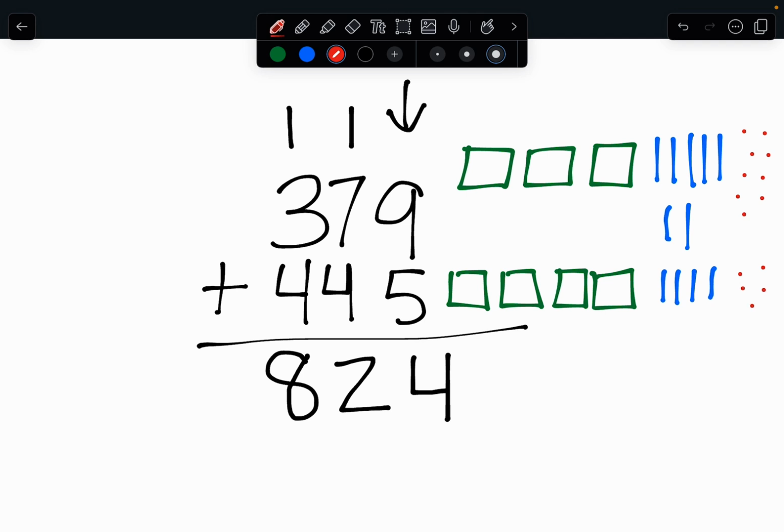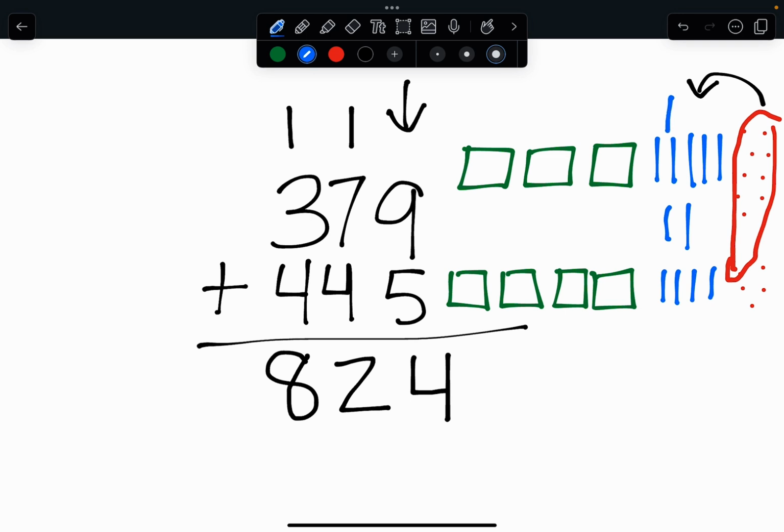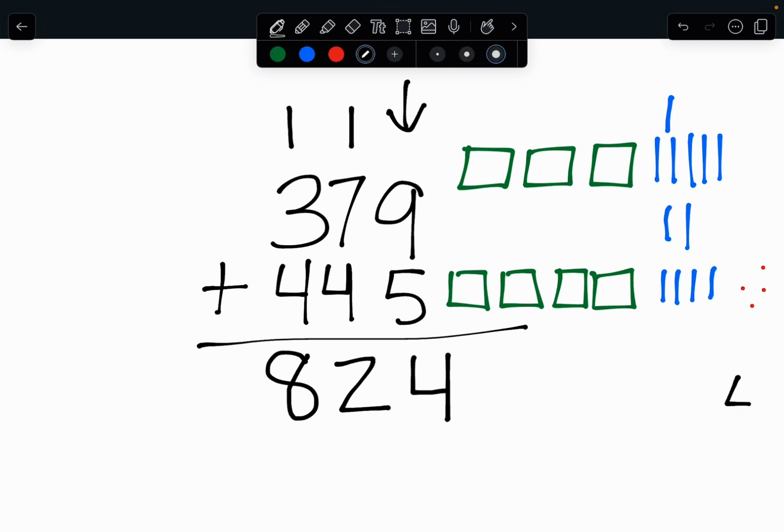So when I count them together, I know that when I add 9 to 5, I get 10 right here. And that's going to make me bring those over and become a 10. So now I'm going to erase those ones because I turned them over to a 10. And I'm going to count how many ones I have left. 1, 2, 3, 4. So I have a 4.